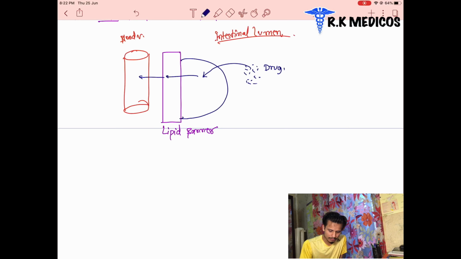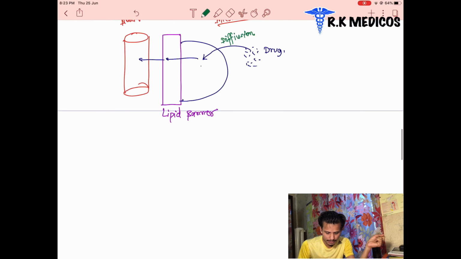First, the drug moves through the diffusion process, simple diffusion or facilitated diffusion. The diffusion process may be along the concentration gradient or opposite to it. They move along the concentration gradient into the intestinal lumen cells, cross the barrier, and enter the blood vessels. After that we can see these drugs coming here and moving into the blood vessels after some time.